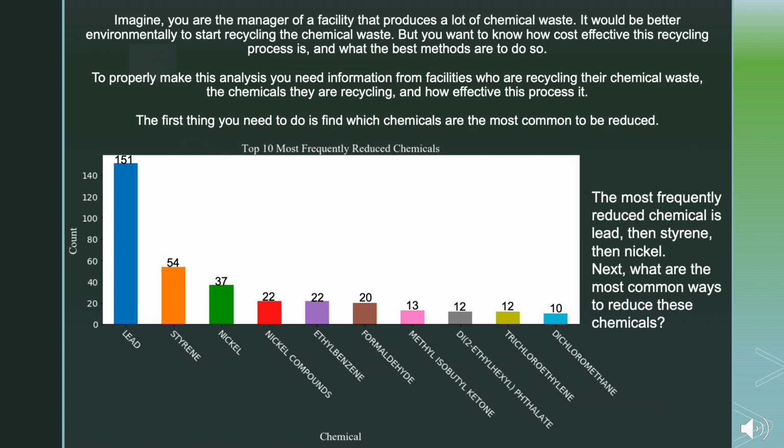The first thing you need to do is find which chemicals are the most common to be reduced, which is what I have done in the following table. The most frequently reduced chemical is lead, then styrene, then nickel.